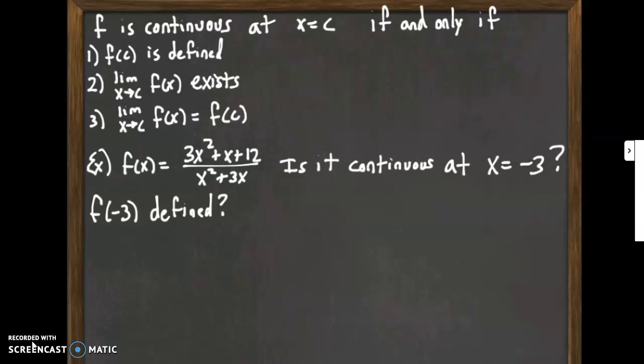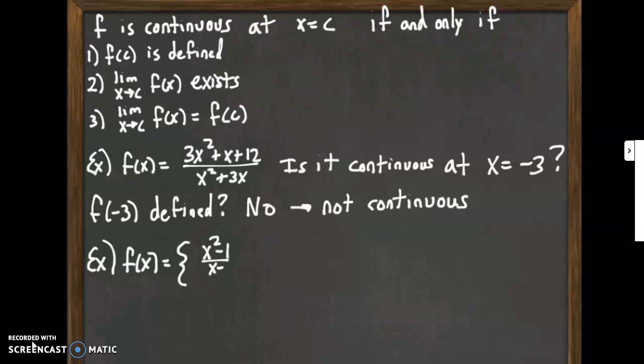And a quick check tells us, well, no, actually it doesn't. Because if I plug negative 3 in, I'm dividing by 0. So immediately we're done. That example, we don't have to check the other things. I think this one turns out it might actually have a limit, but it doesn't have a function value. So that's all that matters.